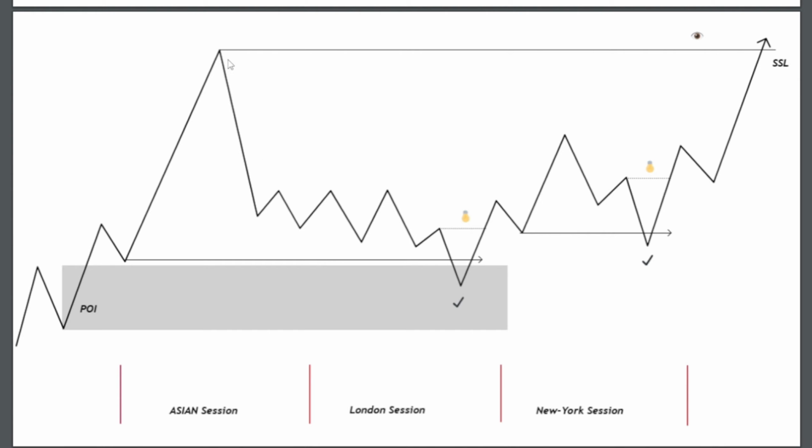The target will be these highs, but if the target is not met before the New York session, then we can look for a new entry. We will look for a stop hunt or the market should tap at any bullish PD array, then we will wait for the market structure shift, and after that at any fair value gap we will look for the entry and the target will be the same.